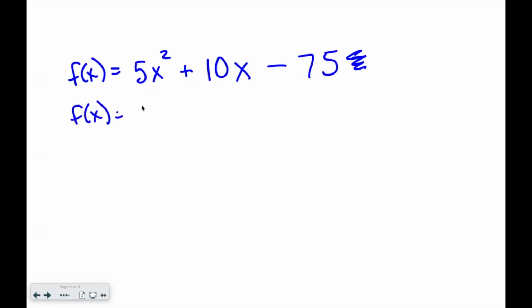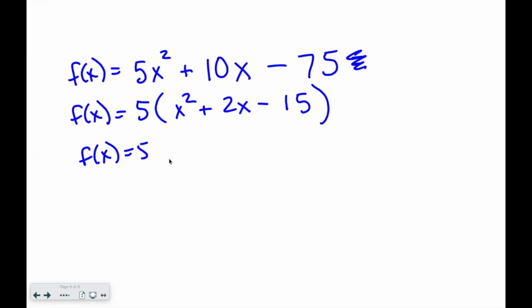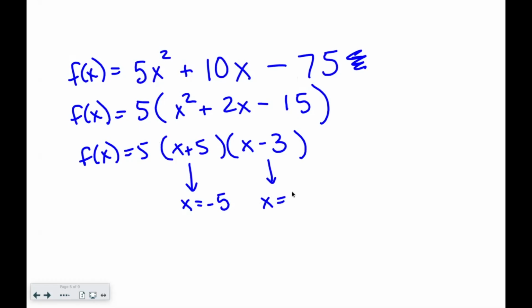So we would factor the 5 out first. And then we would factor further. And this would factor to x plus 5, x minus 3. And then what would happen is we would set each of these equal to 0 to get that the intercepts are x equals -5 and x equals +3. So that's how we take something from standard form into what's called intercept or factored form. And we would do that if we wanted to find the intercepts, or what are called the zeros.